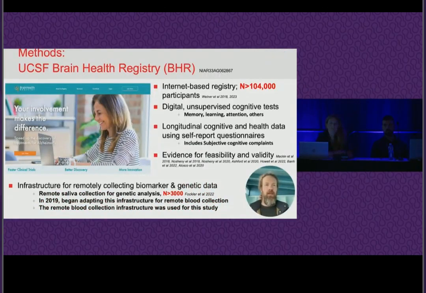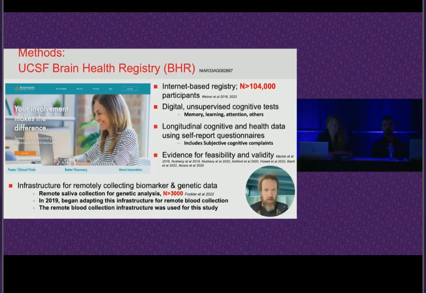So what are our methods? The UCSF Brain Health Registry, or BHR, is an internet-based registry with over 104,000 participants. We administer digital unsupervised cognitive tests, and we also collect longitudinal cognitive and health data using self-report questionnaires. This is where our subjective measures will come from. And we have established substantive evidence for feasibility and validity of this remote collection approach.